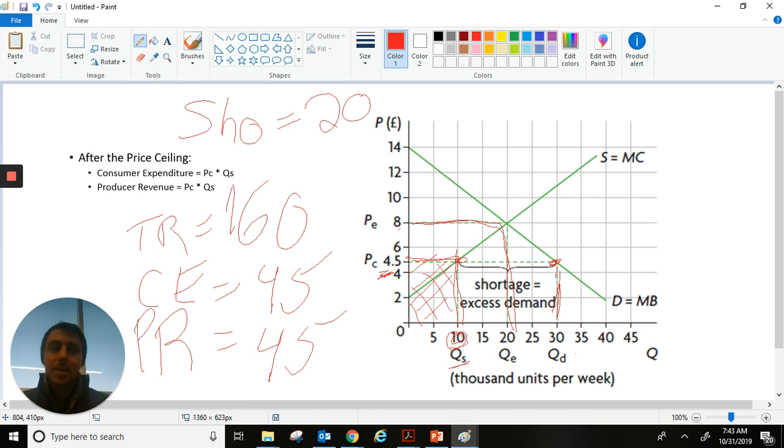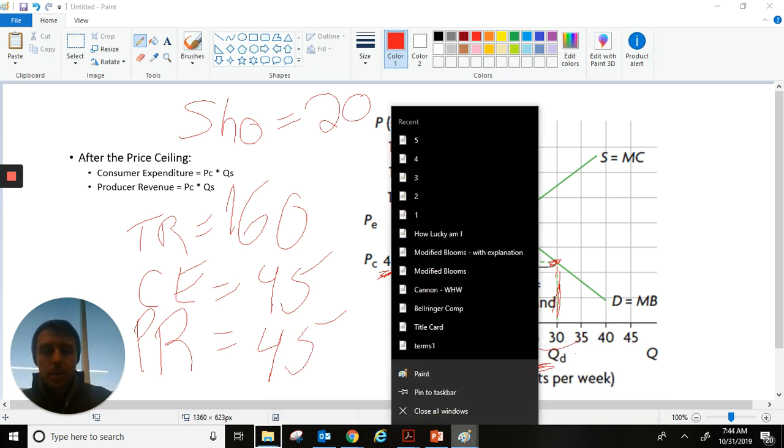Consumer expenditure is the exact same thing. They used to spend this much, now they're spending this much. And you could subtract to find the difference, and again, it's going to be identical. The only thing that's different is subtracting these two numbers. Quantity demanded minus quantity supplied will tell you what our shortage is, and obviously 30 minus 10 is 20. Okay.